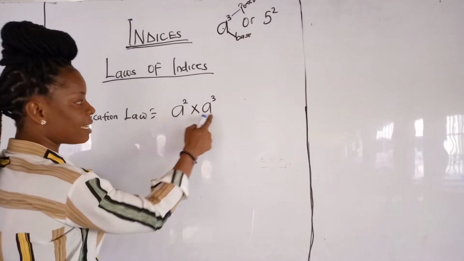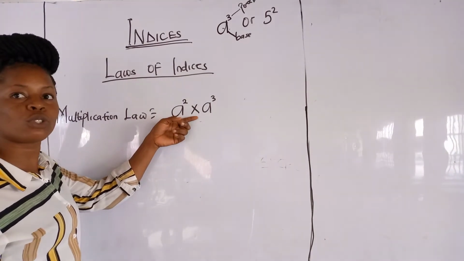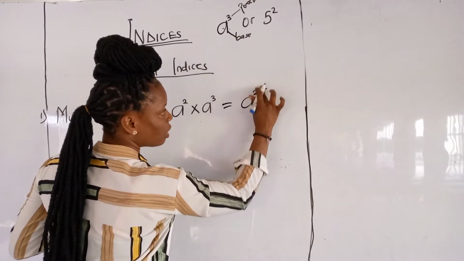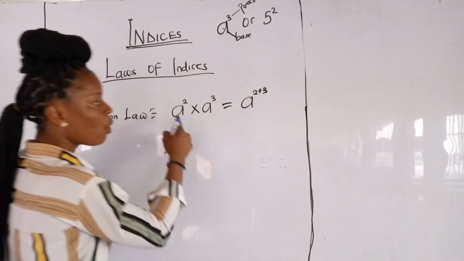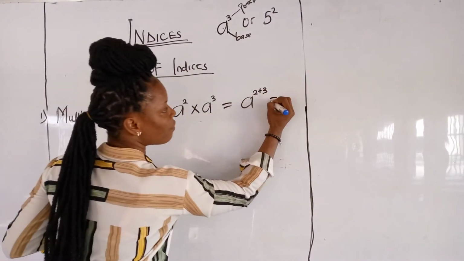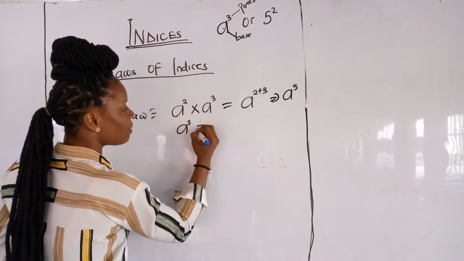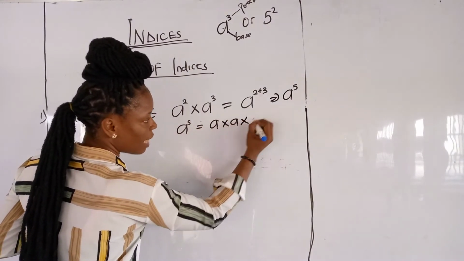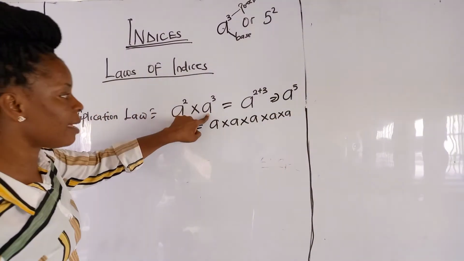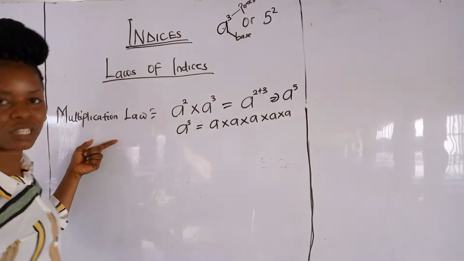So anytime the bases are the same, and the sign in between is multiplication, the laws of indices say you should add the powers together, so that you have a raised to the power of 2 plus 3. When the bases are the same and the sign in between is multiplication, you add the power, so that you have a raised to the power of 5. And a raised to the power of 5 is the same thing as a times a times a times a times a. So when the bases are the same and the sign in between is multiplication, you sum the power. That is just the multiplication law.